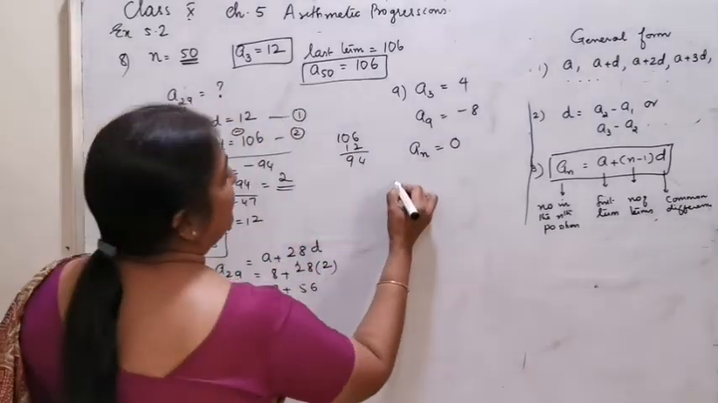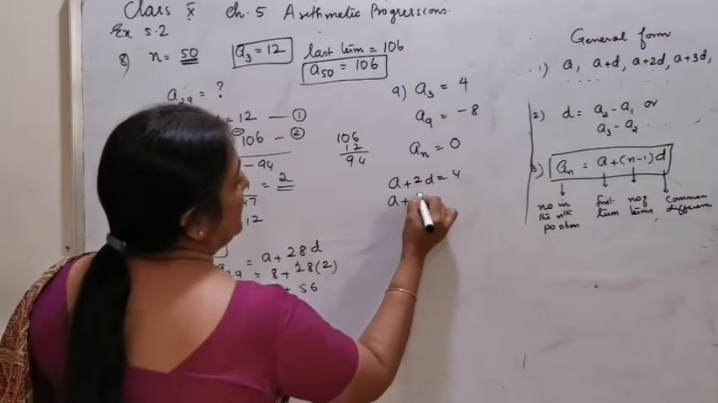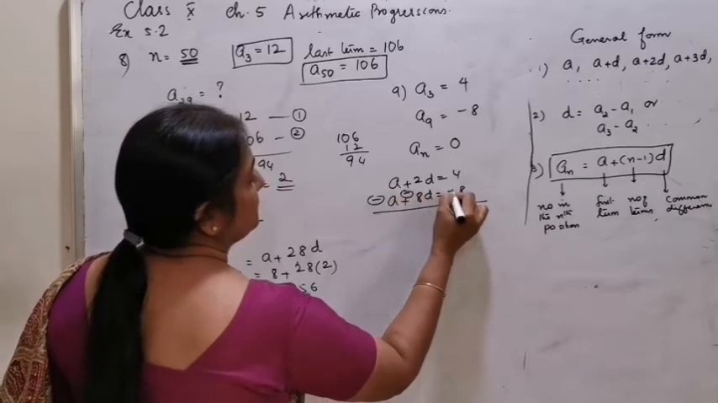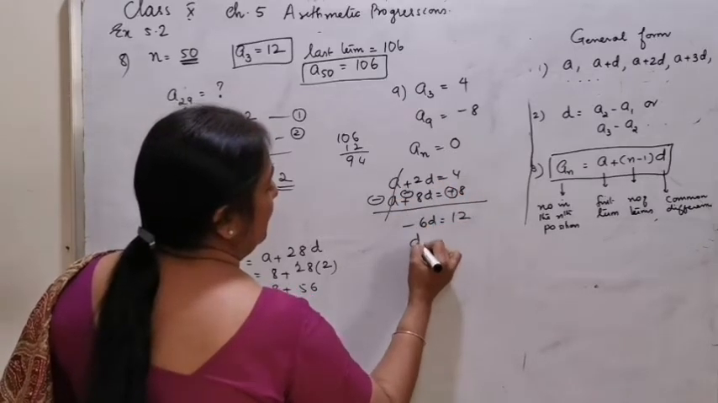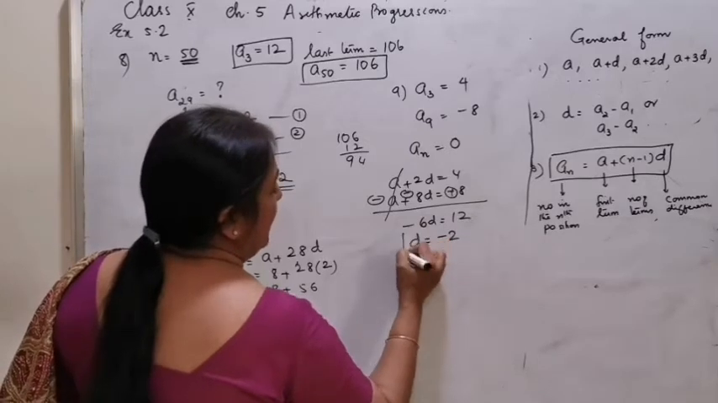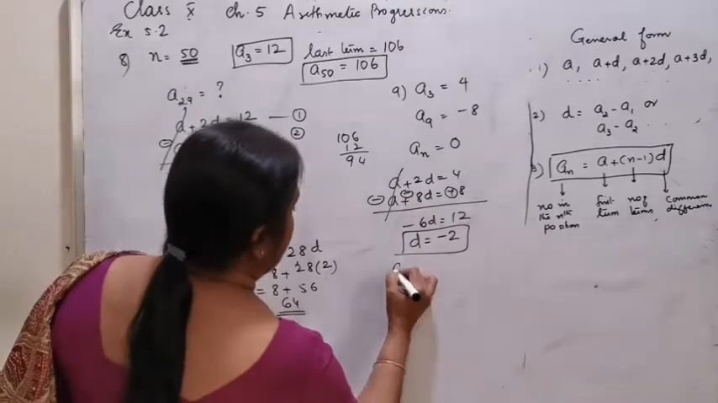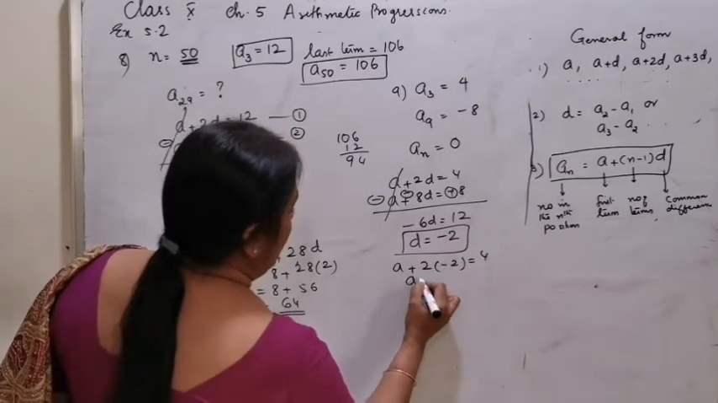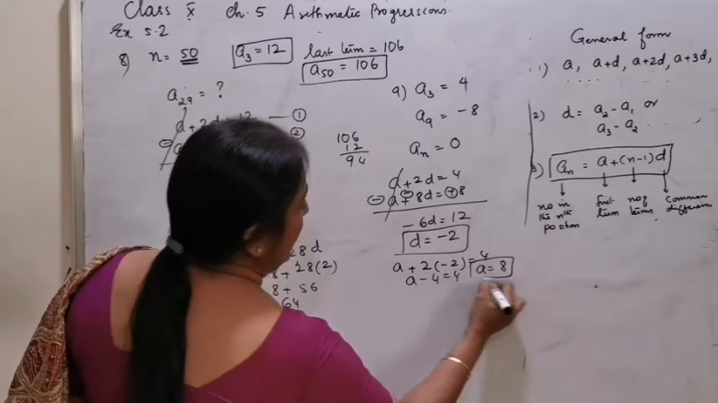As proceeding before, A plus 2D is equal to 4, A plus 8D is equal to minus 8, minus 6D is equal to 12, or the D value is minus 2. Substituting in one of the equations, you will get A plus 2 into minus 2 is equal to 4, A minus 4 is equal to 4, or the value of A is 8.